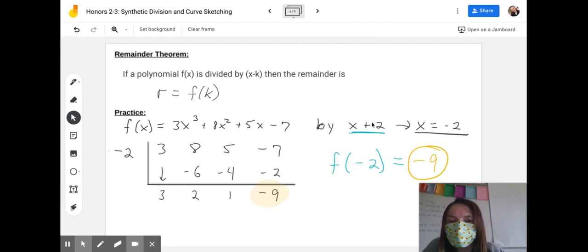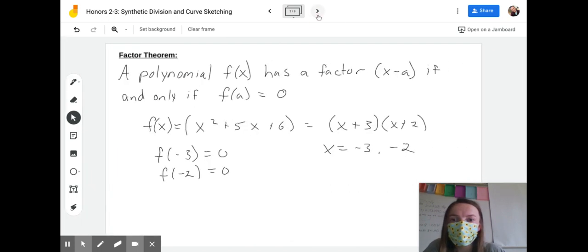Hey guys, so today we're going to pick up where we left off with 2-3 synthetic division and curve sketching. So today we talked about the factor theorem. Factor theorem honestly should just be second nature to us because basically what it says is this. If you have a factor of some polynomial, and your factor is x minus a, then f of a has to be 0, which makes sense.